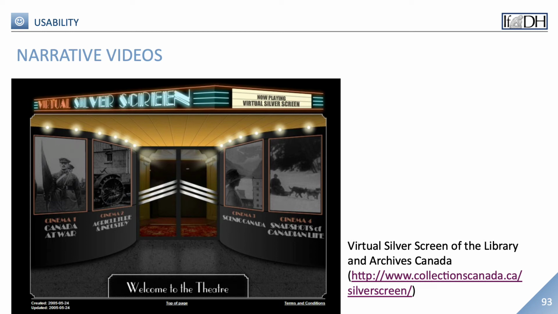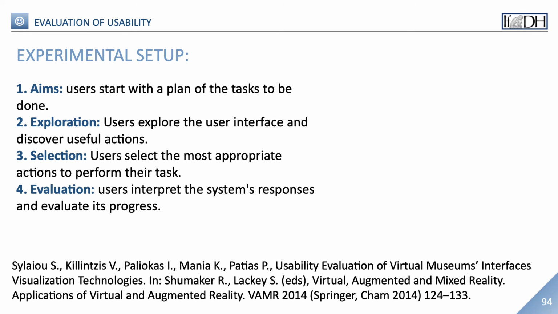The Film Museum Virtual Silver Screen of the Library and Archives of Canada was admittedly able to implement this form of communicating best. In 2013, still in the early years of digital museums, 164 volunteer participants aged 19 to 37 were surveyed, mostly students. The experimental setup was exploratory, and the evaluation led to the following result.